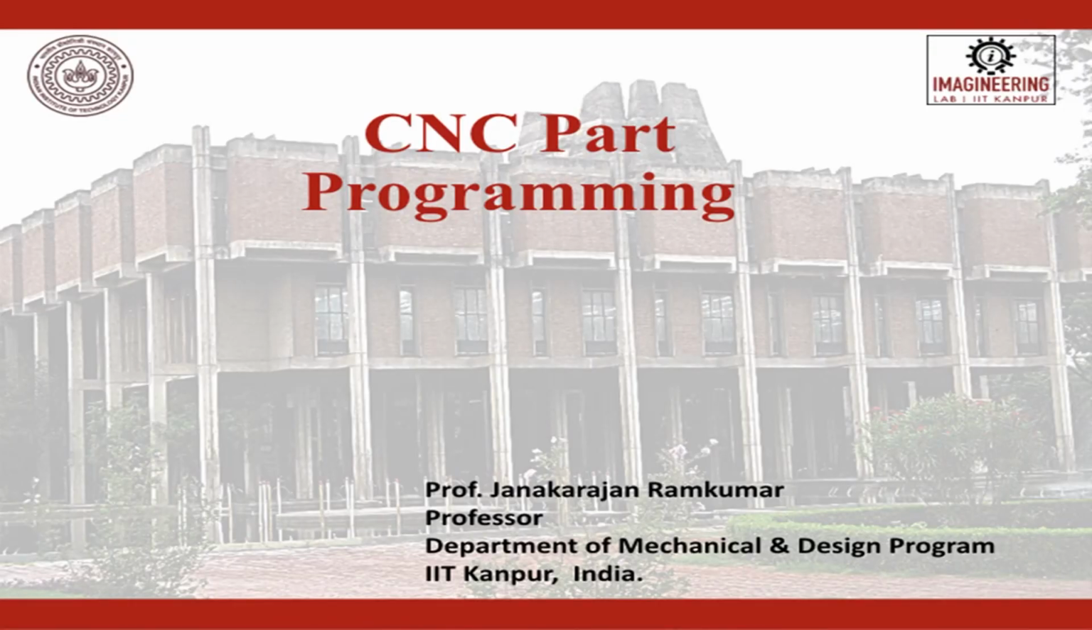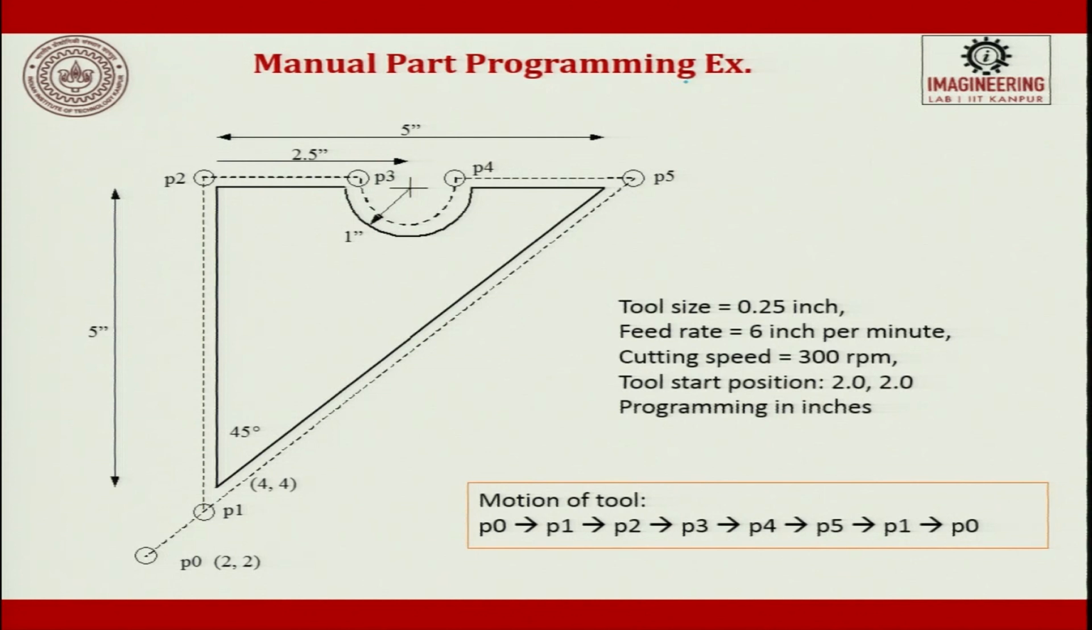The next important topic in CNC is going to be a manual part program example. So, we will try to start from here. This is a component. We will start from point P0, then we go to P1. This is all in inches, by the way. From P1 we will go to P2. You know the length, and you know the angle, which is set at 45 degrees.